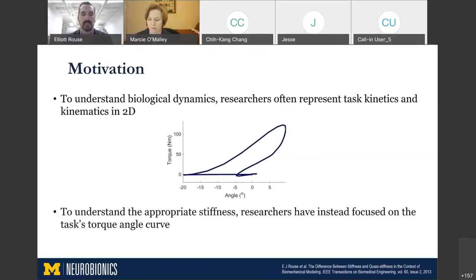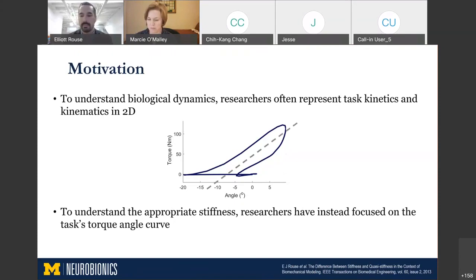And if we think about what system dynamics or what stiffness the system should have to replicate biology, for the past probably 100 years of biomechanics, people would take the slope of this torque-angle curve, which has the right units, Newton meters per radian or Newton meters per degree. And they would call that the stiffness. So it would be something like this. But as it turns out, that's not true.